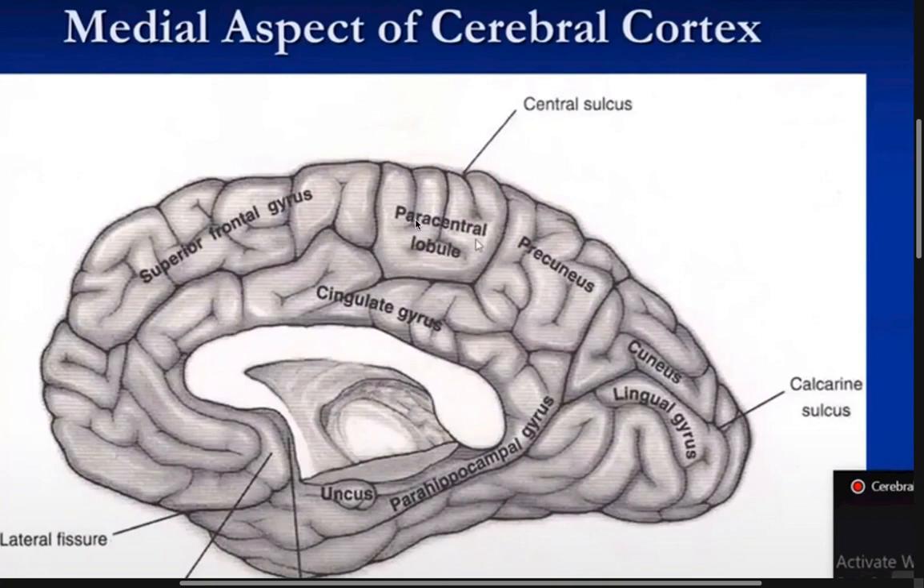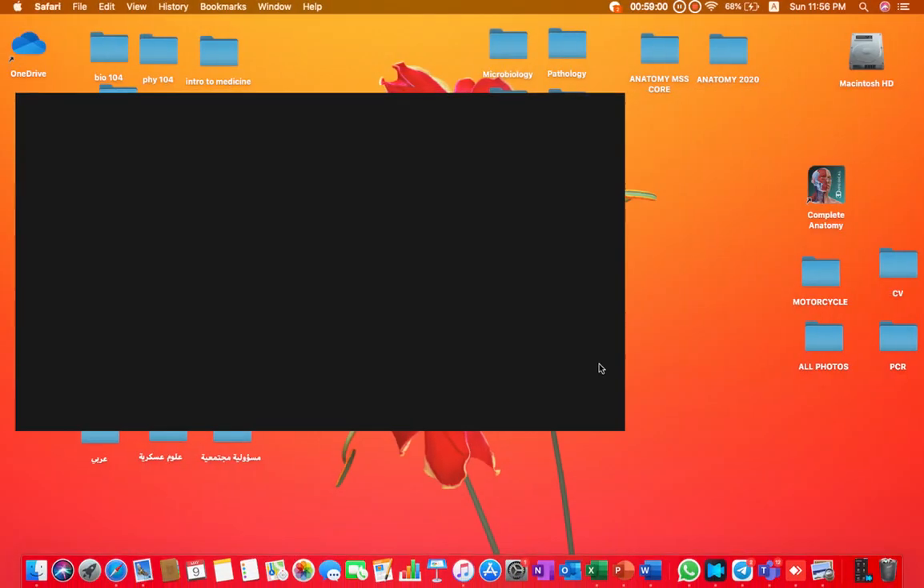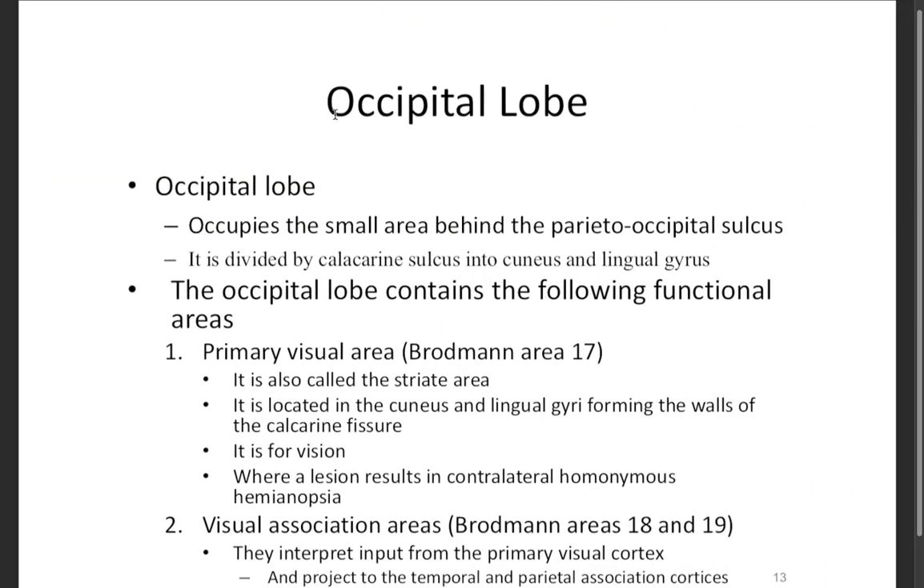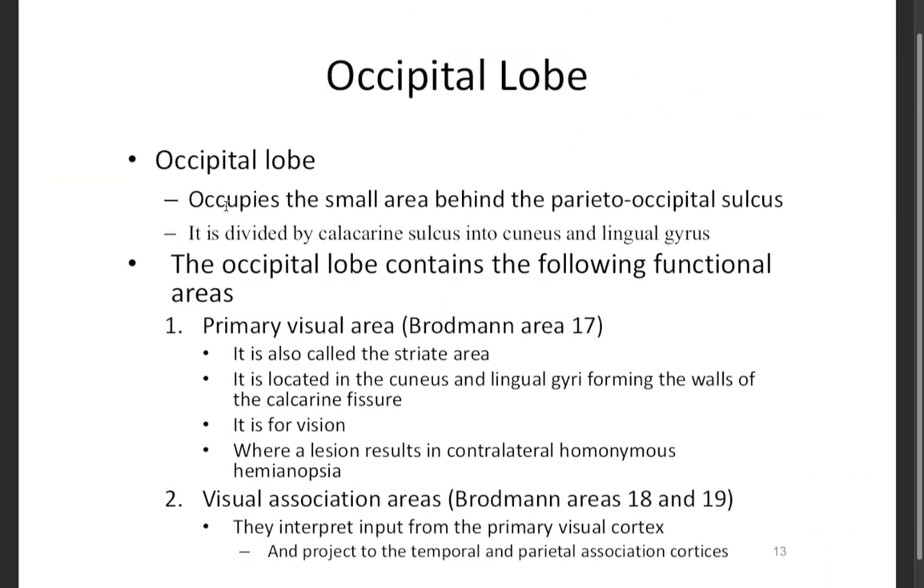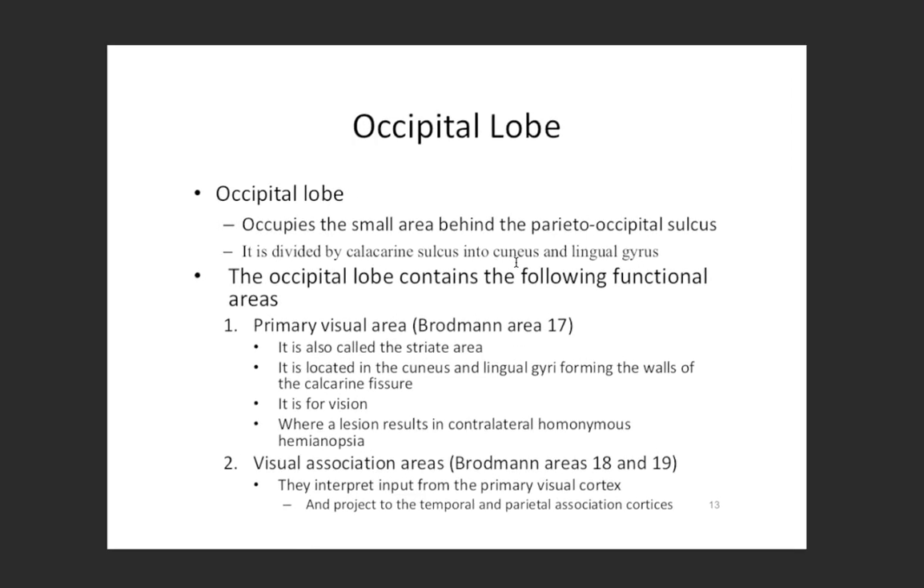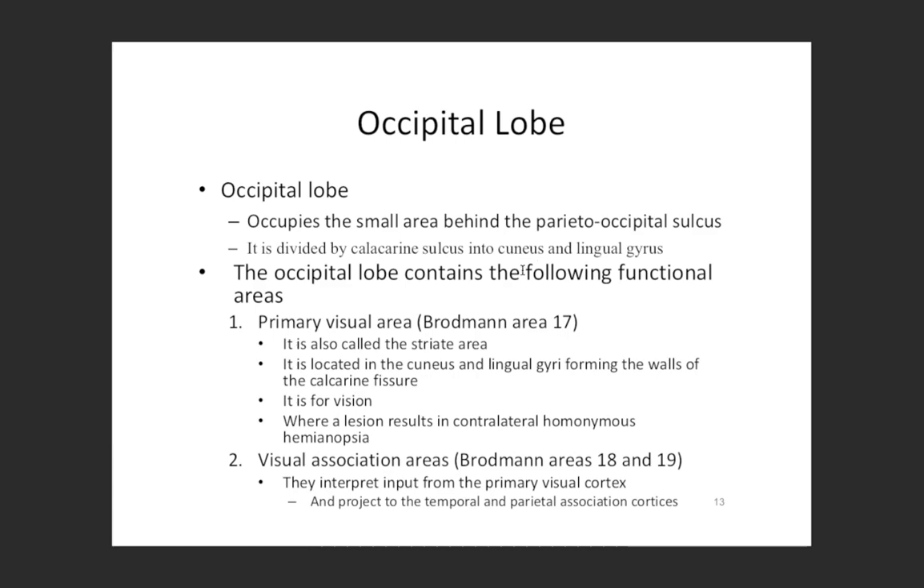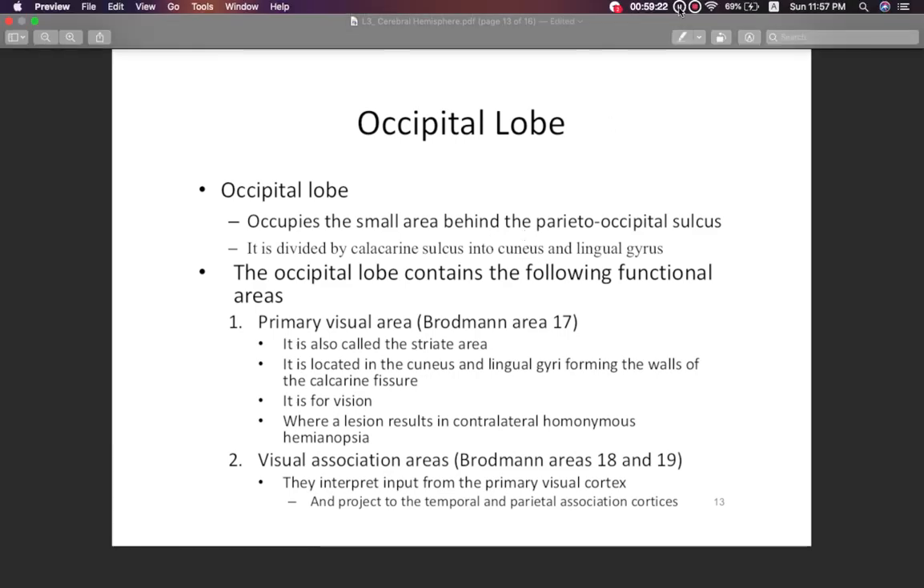This is the paracentral lobule, and this is the occipital lobe, as we have mentioned before, okay? This is the occipital lobe, and we said that it occupies the small area behind the parieto-occipital sulcus, and you need to know that it is divided by the calcarine sulcus that we have seen into the cuneus and the lingual gyrus, and anterior to the cuneus, the pre-cuneus that is located between the cingulate sulcus and the parieto-occipital sulcus.